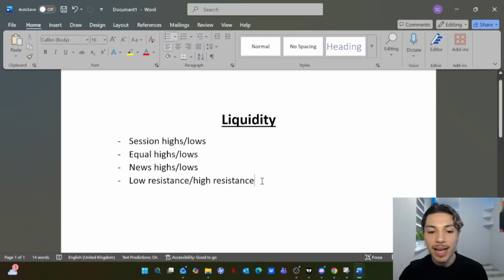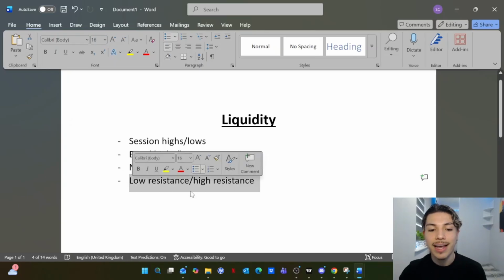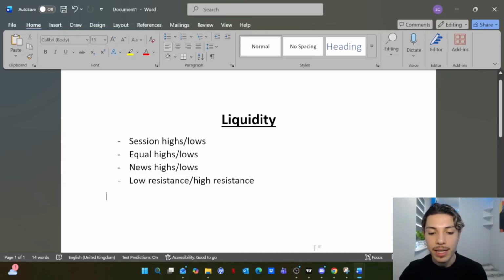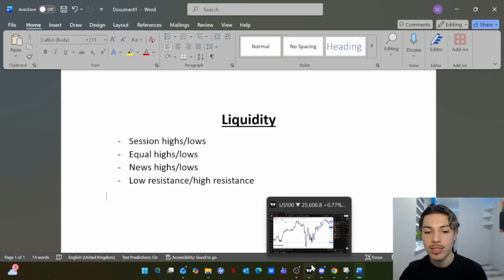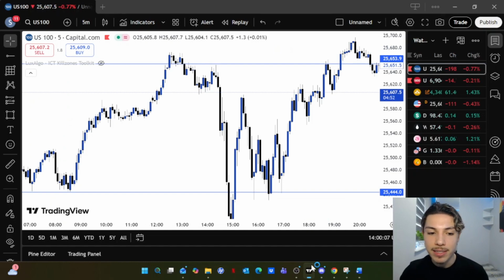We have low resistance and high resistance liquidity. You may have heard about this, you may have not, but I'm about to break it down so easily that you guys are going to be absolutely loving this. Now, what is high resistance and what is low resistance liquidity? And it's as simple as this.